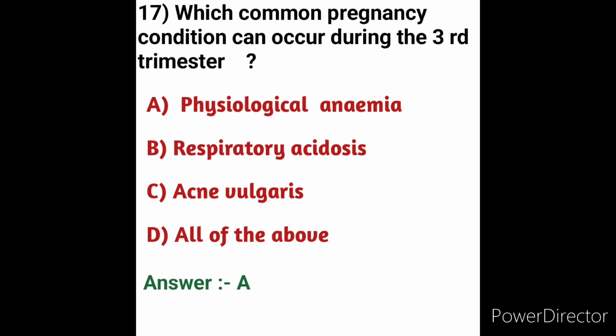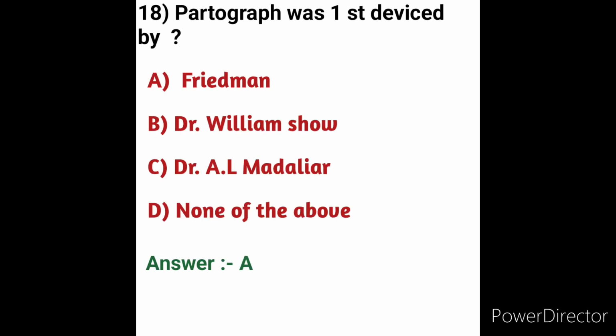Next, move on to question number 18. The partograph, also called the partogram, was first devised by: option A, Friedman; option B, Dr. William Shaw; option C, Dr. L. Madalier; option D, none of the above. The first graphic assessment of progress of labor was designed by Friedman. Option A is the correct answer. Further improvement was done by Philpott and Castle. The partograph was first devised by Friedman in the year 1954.